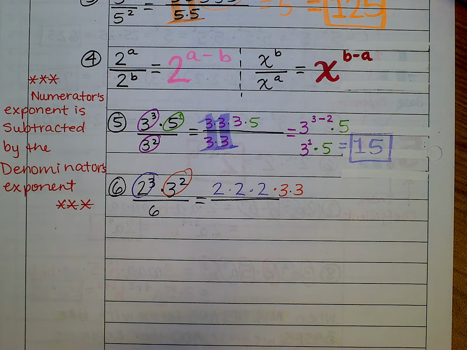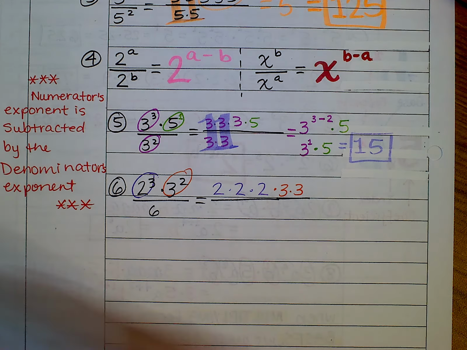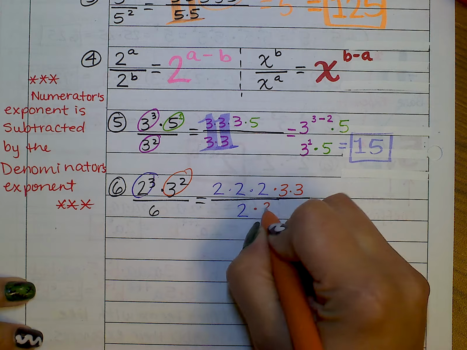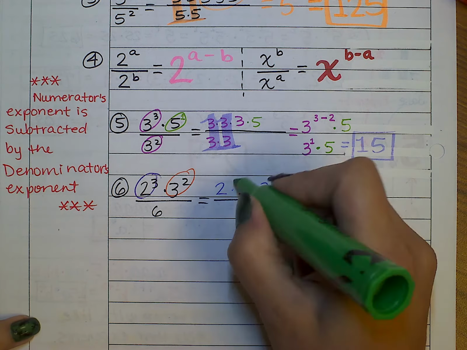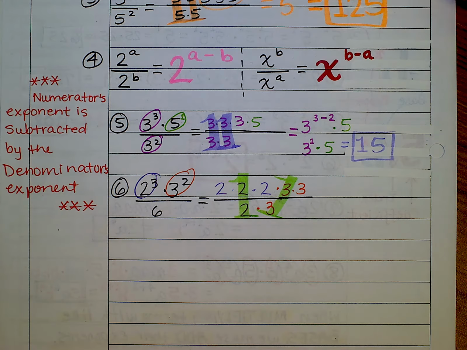But 6, I can also break that down into its factors, and I could change that into 2 times 3. Now, this is really helpful for me because now I can start reducing. So I have 2 over 2 and 3 over 3.